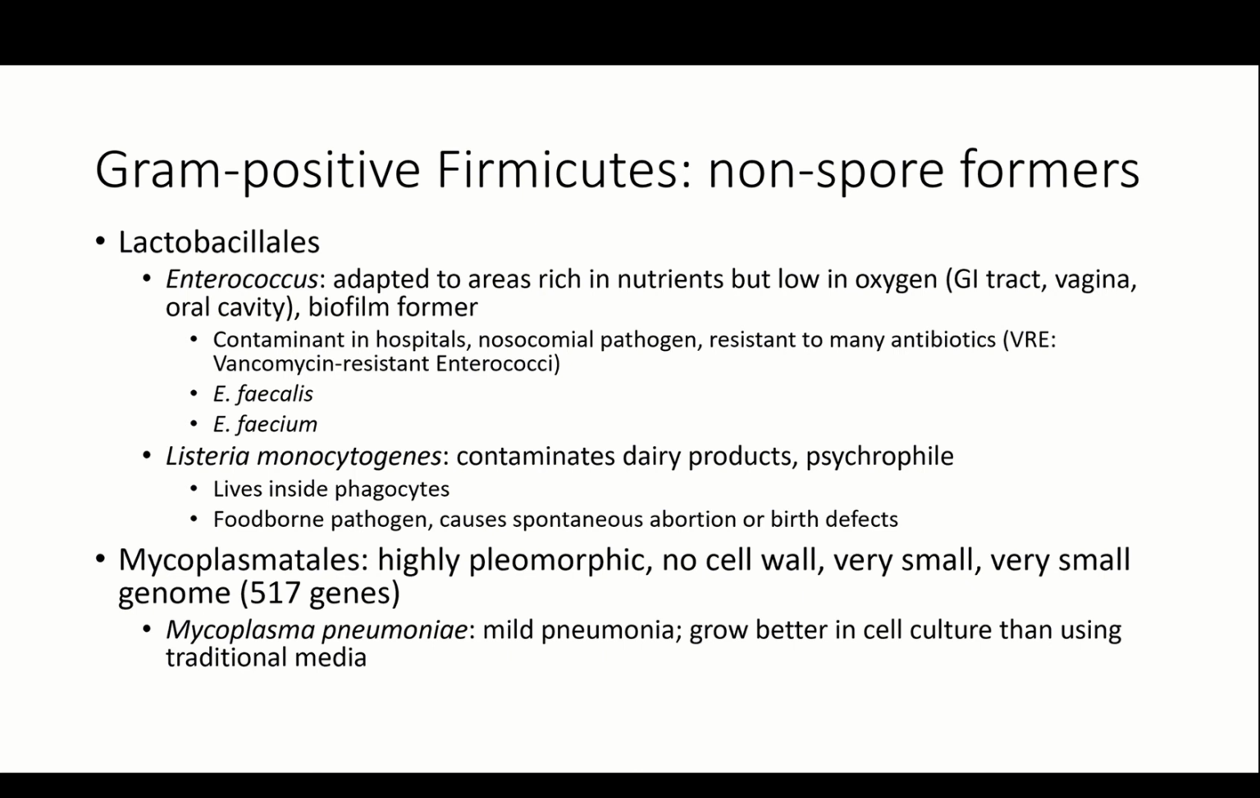The next group is the Mycoplasmatales, which are highly pleomorphic, meaning they adopt many different shapes. They do not have a cell wall, and they are very, very, very small. In fact, it's the smallest genome of a living thing we know of, containing 517 genes. So it's almost akin to a virus, except that it does have a cell membrane and carries out a lot of cell functions. The organism that falls within this is Mycoplasma pneumoniae. It causes a mild form of pneumonia, and it tends to grow better in cell culture than using traditional media because it is an obligate intracellular parasite.